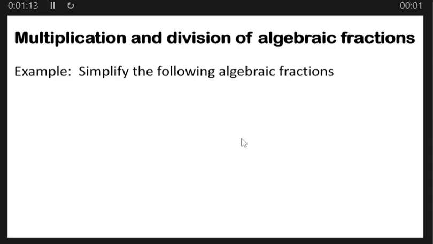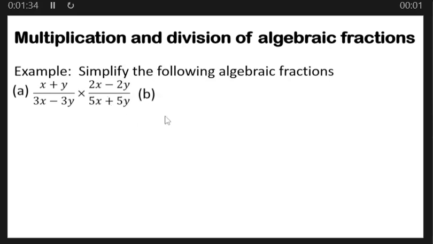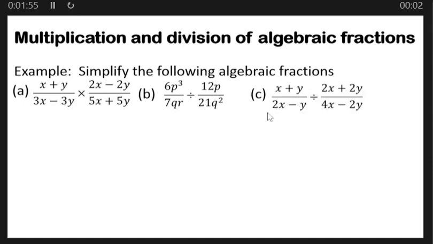So let's go to our first example, which says (x plus y) over (3x minus 3y) times (2x minus 2y) over (5x plus 5y). Then b, we have 6p to the power 3 over 7qr divided by 12p over 21q to the power 2. Then c, (x plus y) over (2x minus y) divided by (2x plus 2y) over (4x minus 2y).